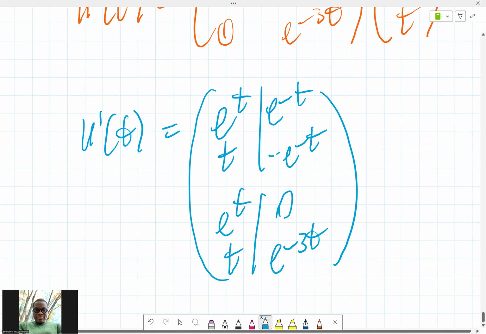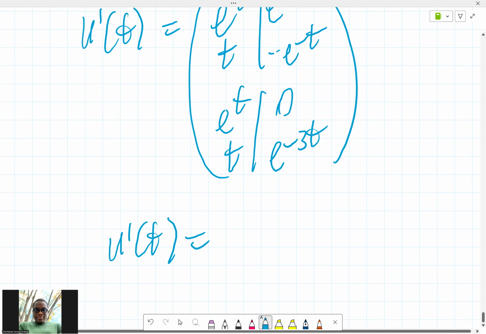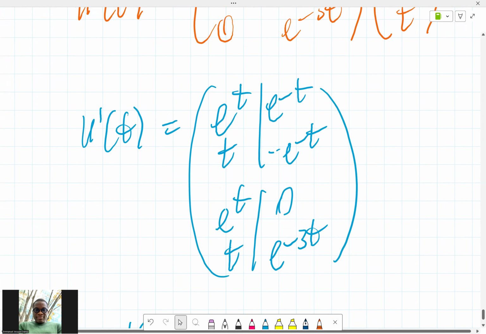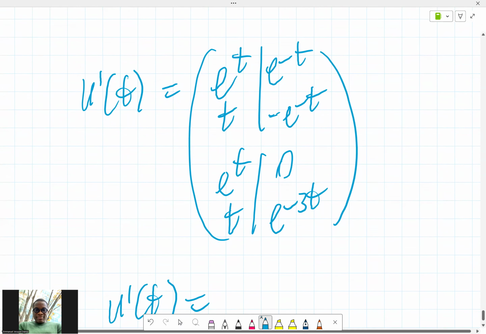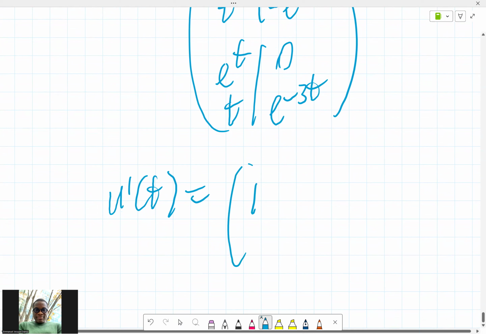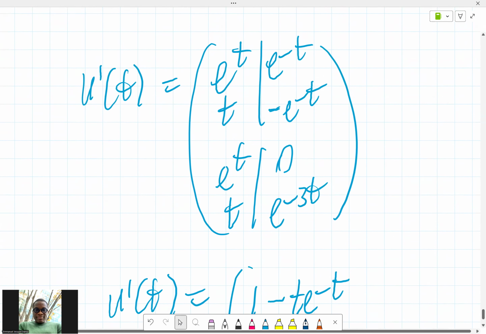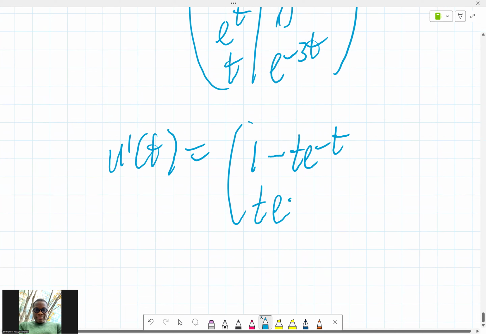Okay, that will be our u prime of t. So u prime of t is equal to, e raised power t times e raised power minus t is just 1. Then plus t times e raised power minus t. So that is 1 minus t e raised power minus t there. Then down here, this is 0, and this is t e raised power minus 3t. That is our u prime of t, basically.